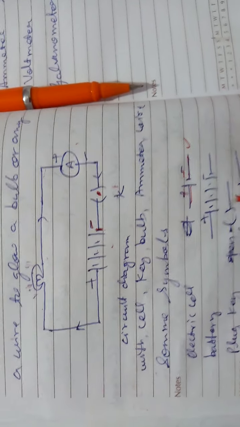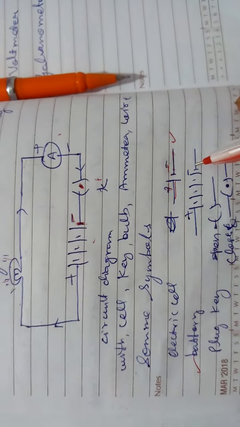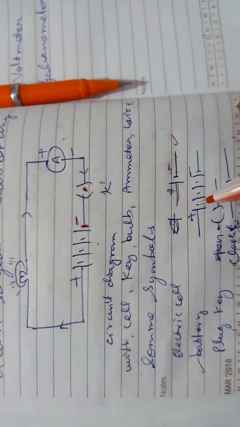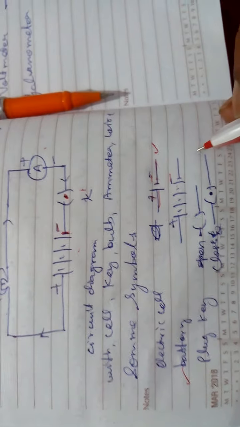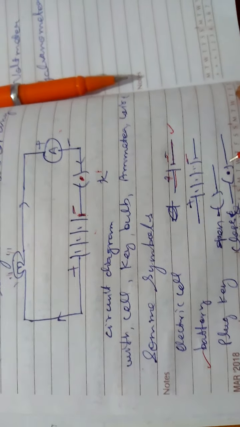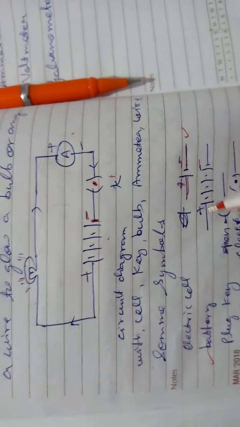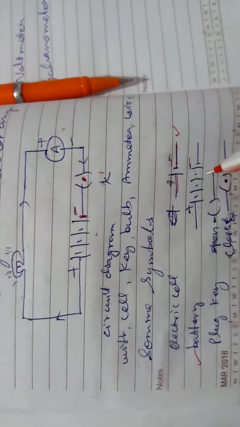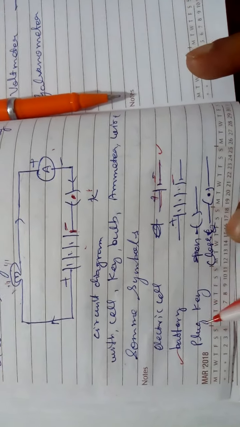When many cells combine, they form a battery. A battery is a combination of cells, plus minus, plus minus, connected in series. In a torch you use cells, which have only two terminals, plus and minus. Here many are connected together, like inverter batteries.